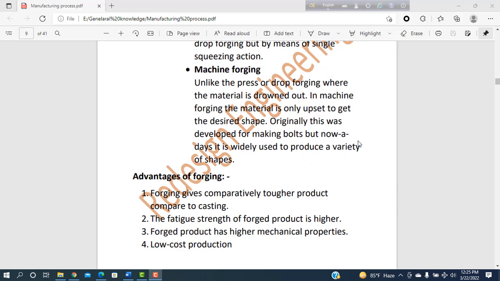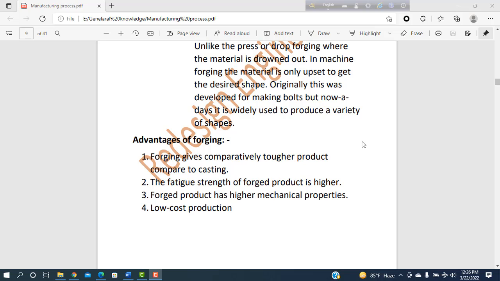Machine forging. Unlike press or drop forging, where the material is drawn out, in machine forging the material is only upset to get the desired shape. Originally this was developed for making bolts, but nowadays it is widely used to produce a variety of shapes.